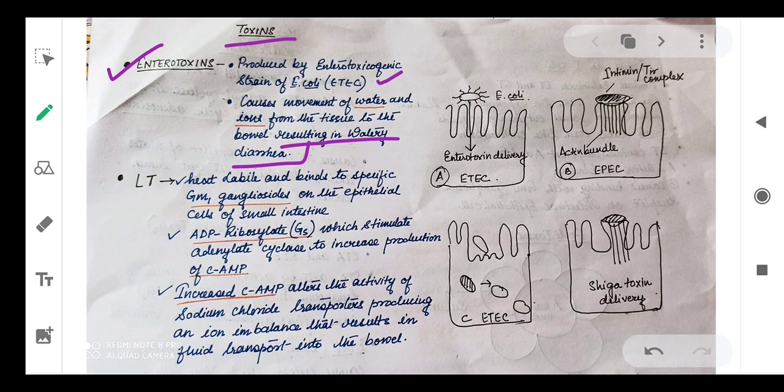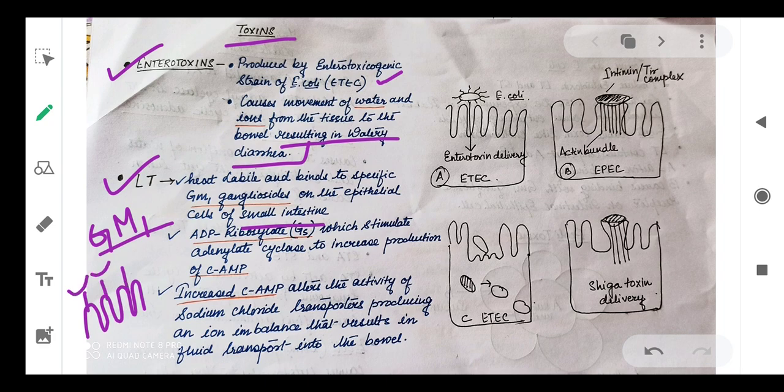Now, LT, there is one type of toxin, that is your heat labile toxin. Any protein which is labile to heat binds with a particular receptor which is called your GM1 receptor, and this GM1 is called the ganglioside receptor, which is present on the epithelial cell of the small intestine. So if I draw the epithelial cell lining, these receptors are present on the epithelial cell lining of the small intestine, and they activate an enzyme, ADP ribosylate.